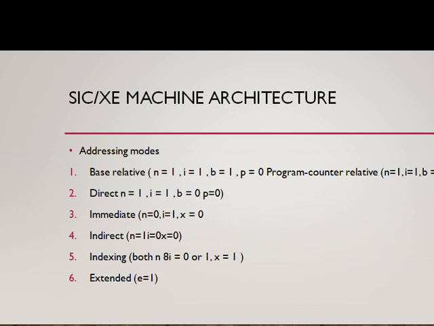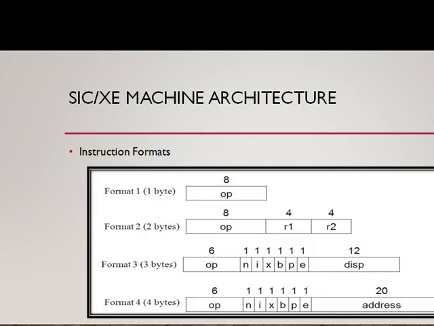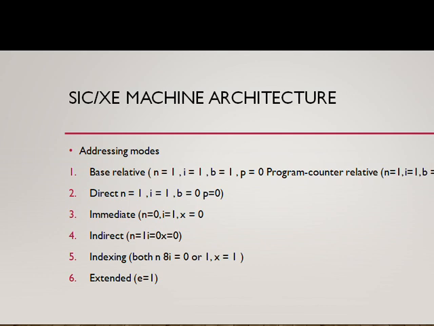Then the addressing modes. As we discussed here, the number of flag bits is 6. Each flag bit has its own addressing mode, which are discussed here. Base register. If the base register is used, then N, I and B are equal to 1, where the program counter value will become 0. These values must be known to the user while solving problems on SIC/XE machine. This slide is very important. We have to memorize this to solve the SIC/XE machine architecture problems.